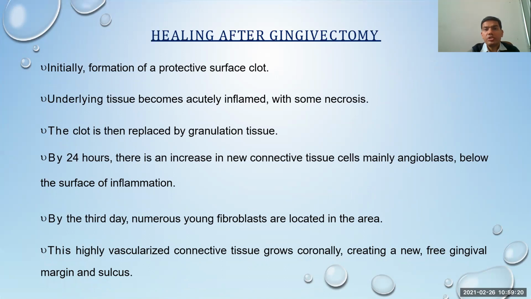Now coming to healing after gingivectomy. Initially, there is formation of a protective surface clot. This is followed by the underlying tissue becoming acutely inflamed after the trauma, with acute inflammation and some necrosis. The clot is then replaced with granulation tissue. By 24 hours, there is an increase in new connective tissue cells, mainly angioblasts, below the surface of inflammation. By the third day, numerous young fibroblasts are located in the area. This highly vascularized connective tissue grows coronally, creating a new free gingival margin and sulcus.